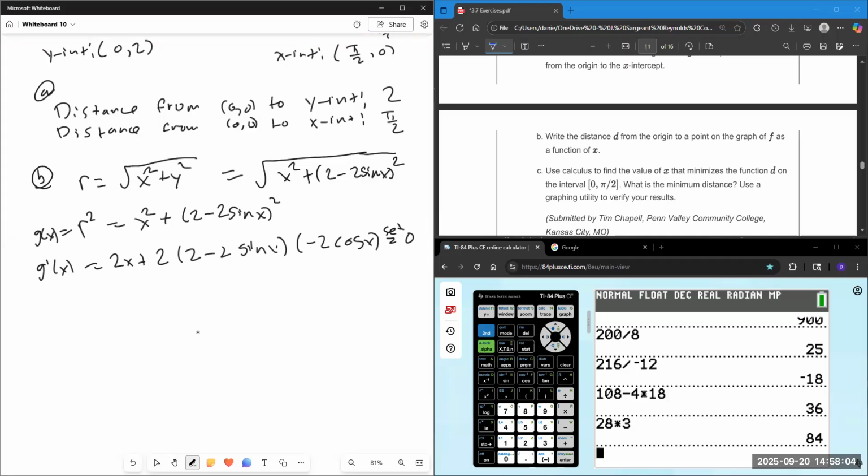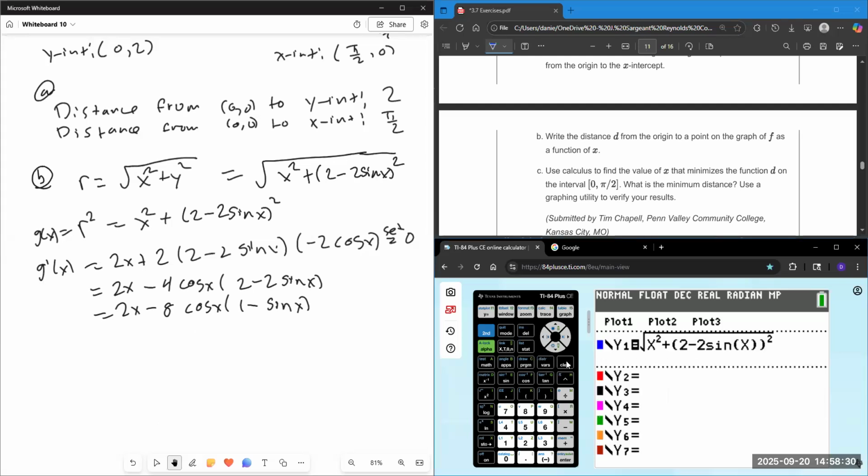So let me simplify this just a bit though. Minus 4 cosine of x times (2 minus 2 sine of x) is 2x minus 8 cosine of x times (1 minus sine x). All right, so that's easy enough to type into the calculator.